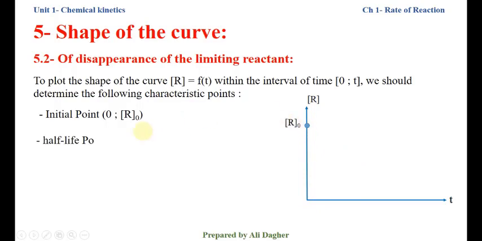The second point is the half-life point, T half and initial concentration of limiting reactant over 2, for we draw the shape of the limiting reactant. We locate this point on the graph of coordinates T half and initial concentration over 2. This is the half-life point.